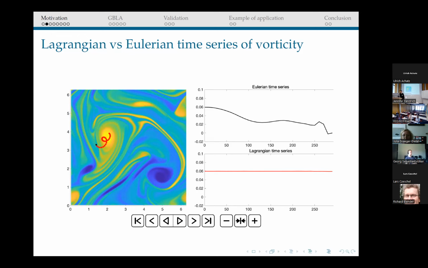If I take the average of the top panel, the black one, that would be my Eulerian mean, and if I take the average of the bottom one, that would be my Lagrangian mean. And if you're familiar with fluid dynamics, in 2D incompressible flow, vorticity is conserved along the particle trajectory. That's why you just see a straight line, so it doesn't change as we move along the particle.